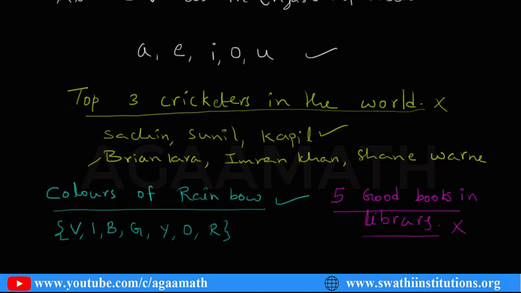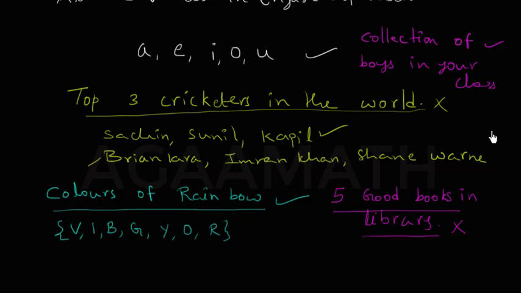Collection means it may be a group of people or group of things. For example, if you take the collection of boys in your class. Whatever the boys, if we ask any teacher or anyone, the collection of the boys in your class doesn't change, so we can say that this is a set. So set means collection of the things or objects, but it should be well defined.